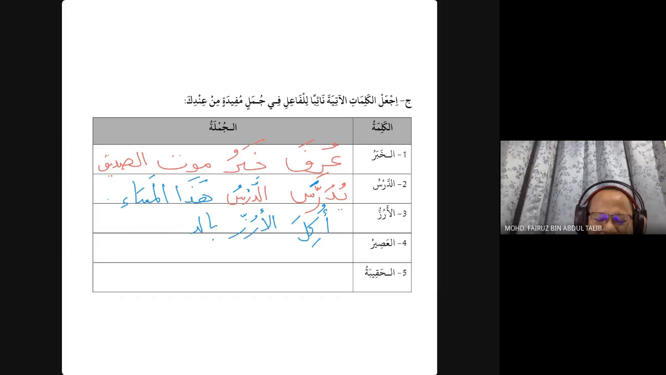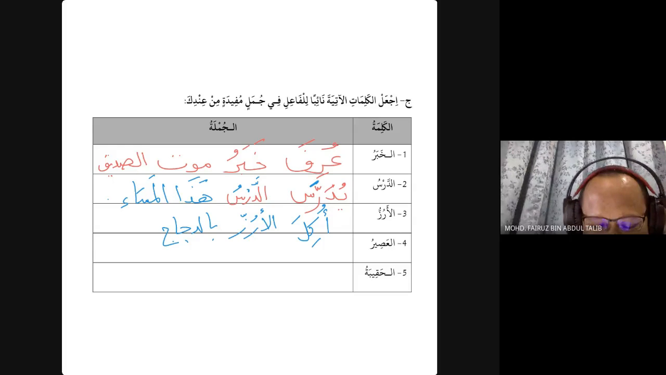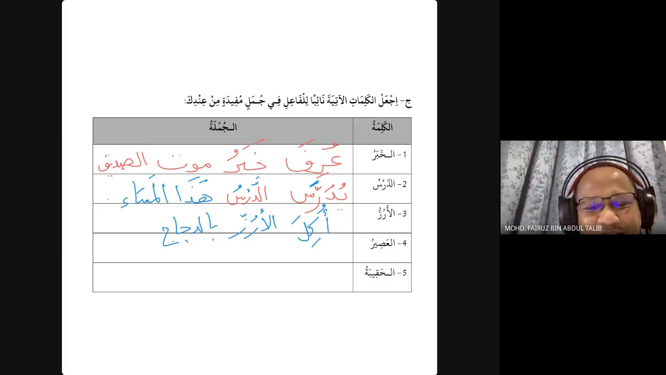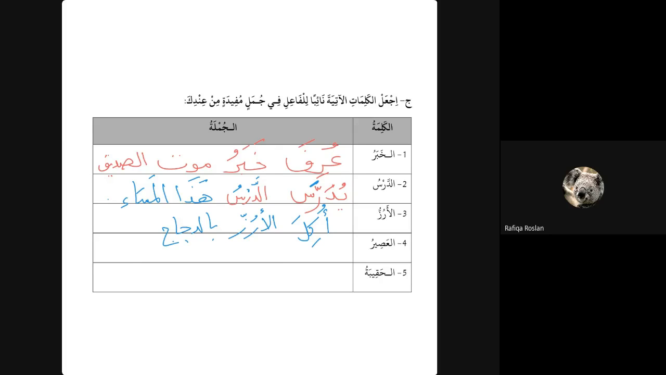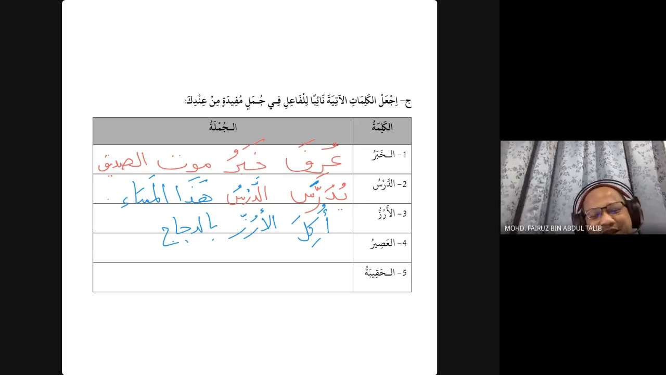Some people say a sentence like this: ukila al-aruzu bid-dajaj. But if you say this, the meaning is not that the rice was eaten by the chicken. It means the rice was eaten together with the chicken. The chicken is also eaten by this person. So we don't say bid-dajaj.